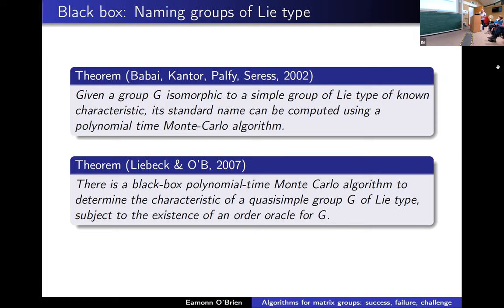And that's important in terms of the next step of trying to set up constructive isomorphisms between the group you have and a nice copy of the group, which we call the standard copy. There's a version of the characteristic algorithm by Kantor and Seress, later, for matrix groups.